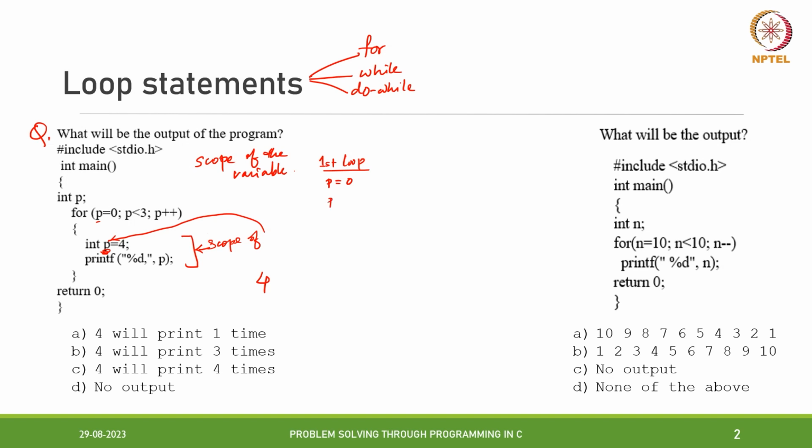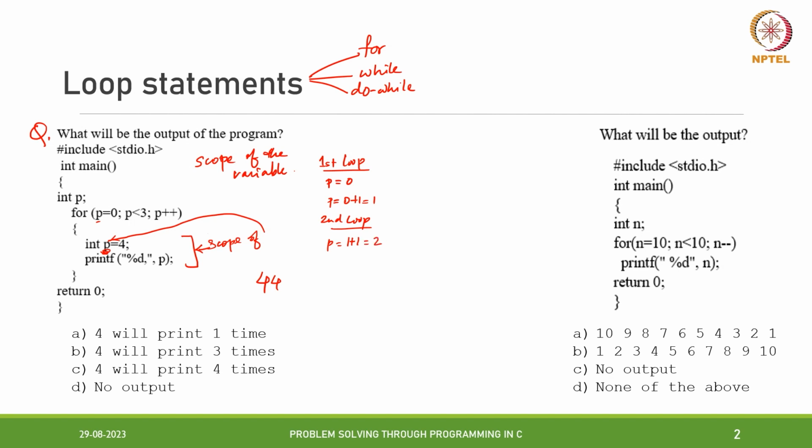Now it increases by 1 and p becomes 1, and we start the second loop because we saw that 1 is less than 3, so the second loop is permitted to run. Now p value becomes 4 again, we print another 4, and then this particular loop ends. So p value again becomes 1, and then the increment occurs, it becomes 2.